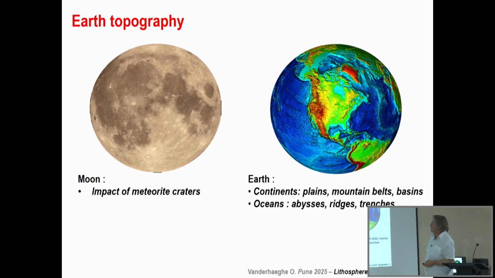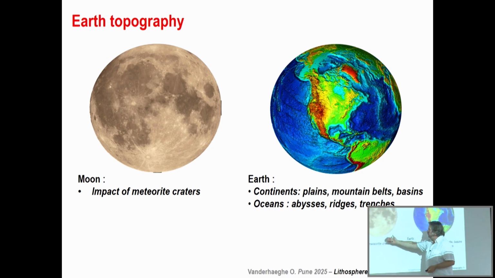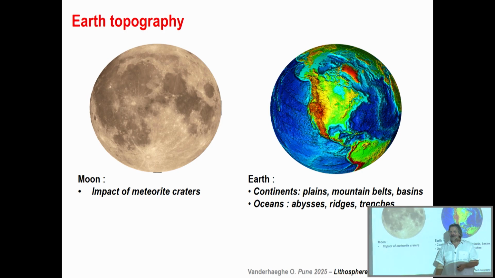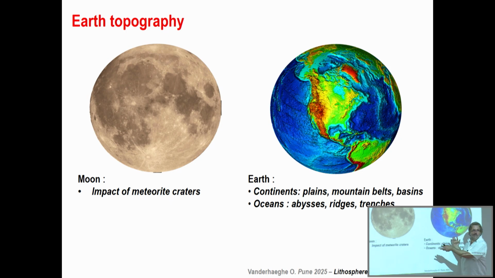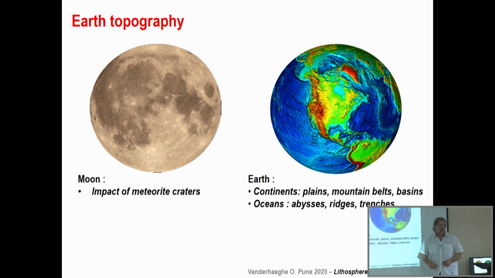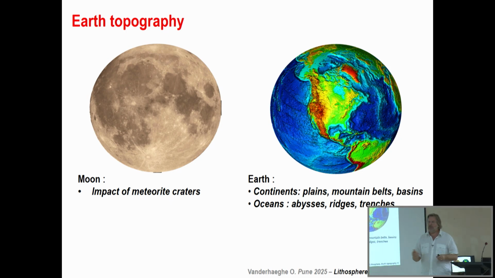Earth topography. When you compare to the moon, what characterizes the Earth topography? Well, if you look at the moon, it's full of impact of meteorite craters. Do you see them on the Earth? Why isn't it the case?